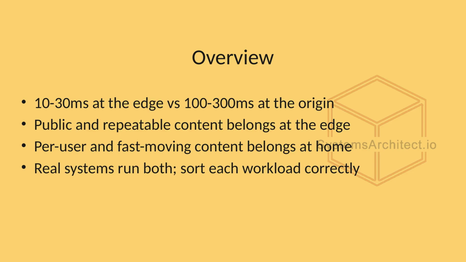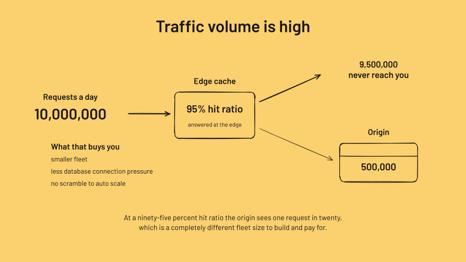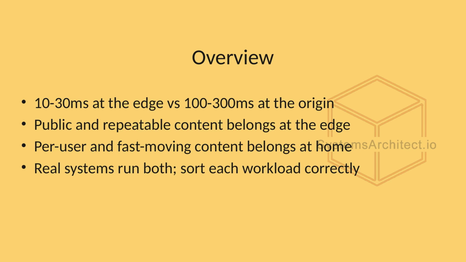Every extra 100 milliseconds of latency costs you conversion. Every uncached origin hit costs you money and capacity. And when your origin goes down, your entire global audience goes dark. You have two places to answer a request: a machine sitting 10 to 30 milliseconds from the user, or your own origin 100 to 300 milliseconds away, and sometimes offline.